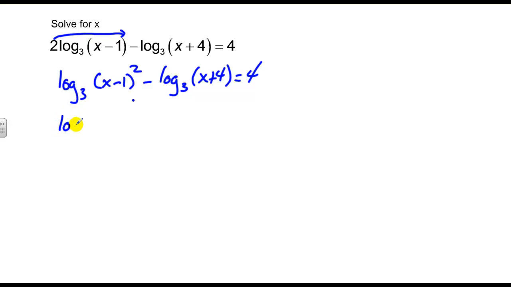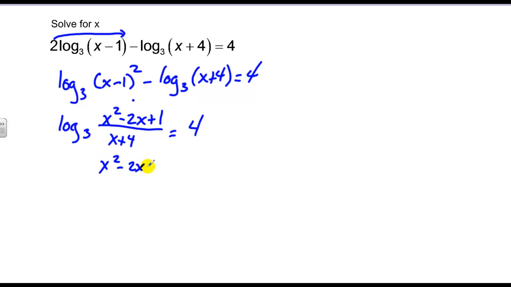So I have the log base 3. I'm going to FOIL that out. x squared minus 2x plus 1 over x plus 4. And that's equal to 4. Slide the base, get x squared minus 2x plus 1 over x plus 4 is equal to 3 to the 4th power.